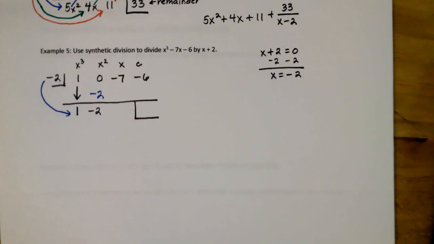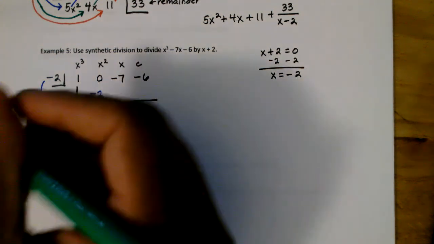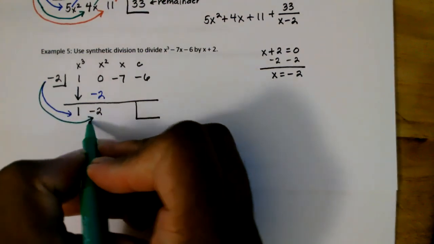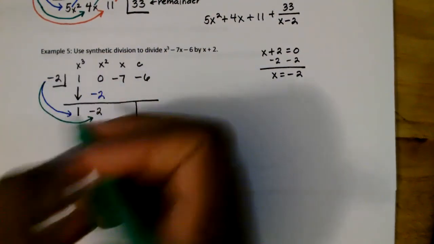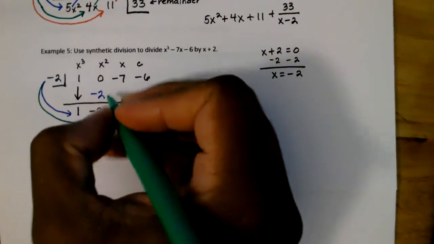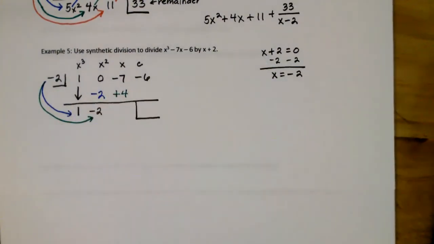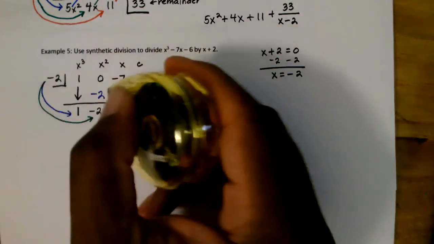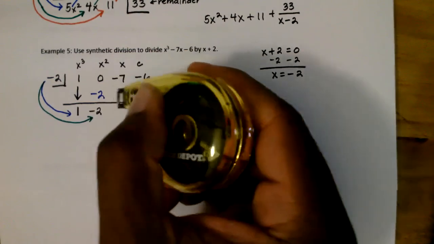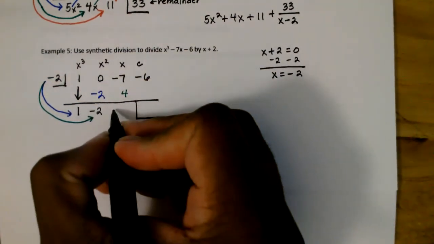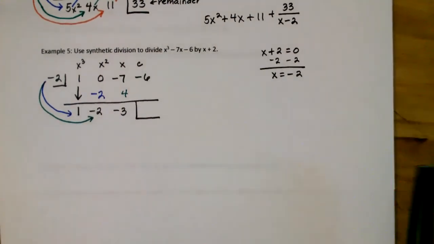And then next, I will do my divisor of negative 2 times this number, negative 2 times negative 2, that's 4. And that should be positive 4. Then I'm going to add negative 7 plus 4 together. This will be negative 3.